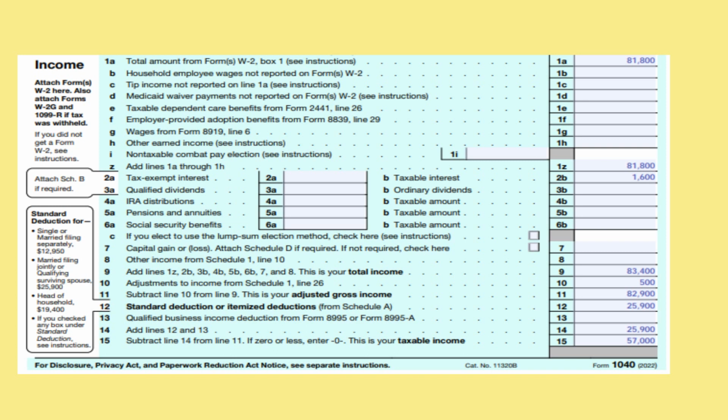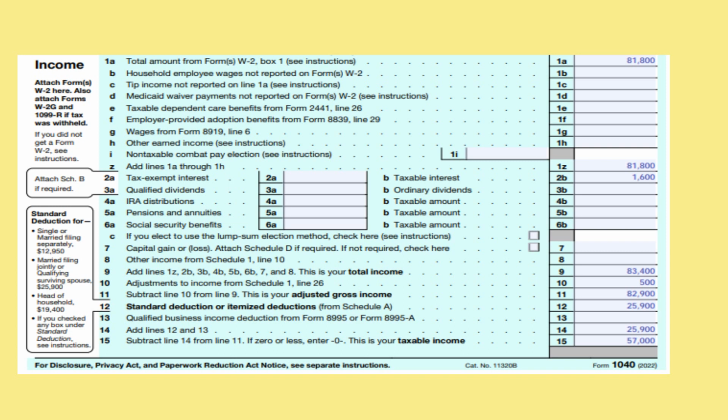Any employer-provided adoption benefits will be shown on your W-2 in box 12 with a code T. You need to complete Form 8839 to find out if you need to include any of these on line 1F. On line 1G, enter your wages from Form 8919. Wages from Form 8919 are wages that you did not receive on a Form W-2 from your employer because they were treating you as an independent contractor for tax purposes, but they should have been treating you as an employee. So the wages would go on line 1G.